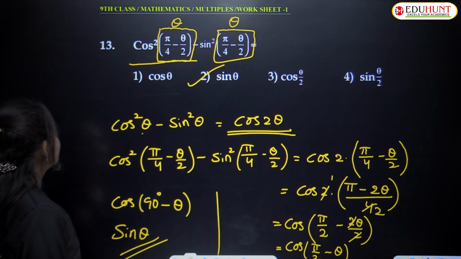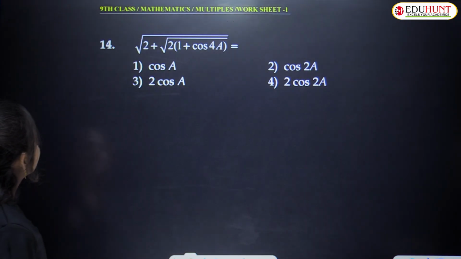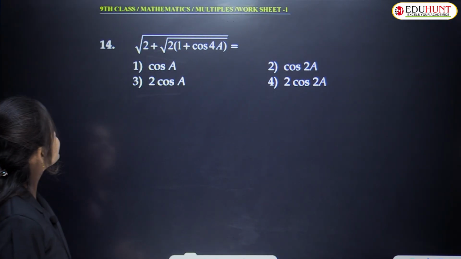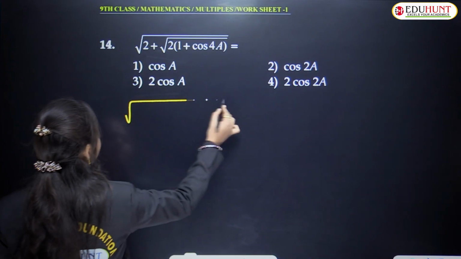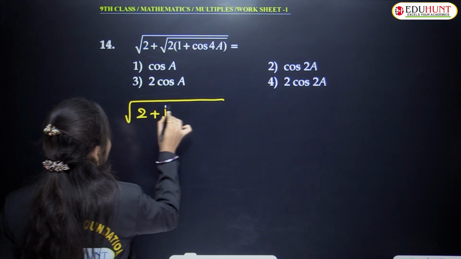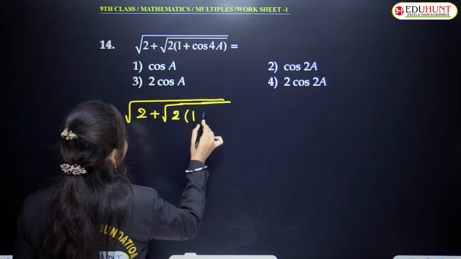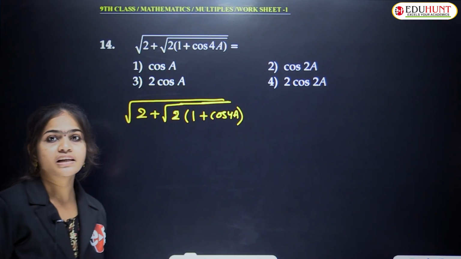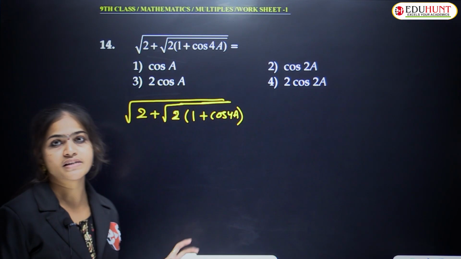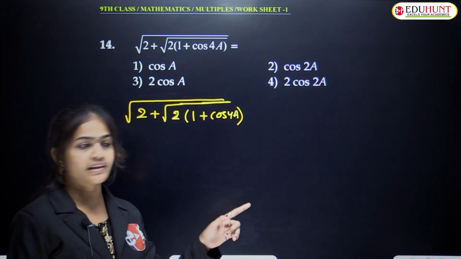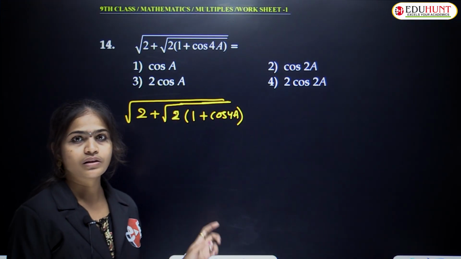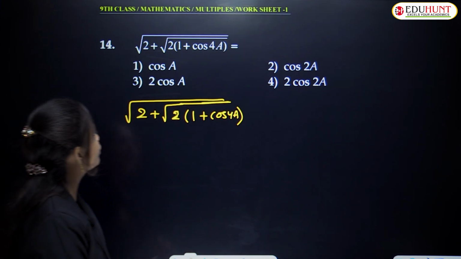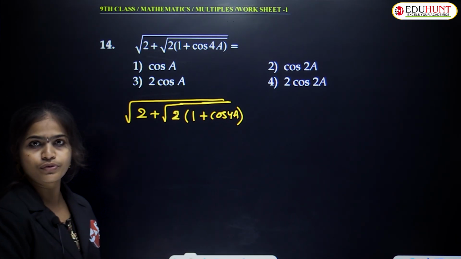Okay, so let us see the next question. Yes, the 14th question. See here, what is given: square root of 2 plus square root of 2 into 1 plus cos 4a. Children, we already simplified this type of question in one of the videos, starting worksheet 1. I think it is the third or fourth question.